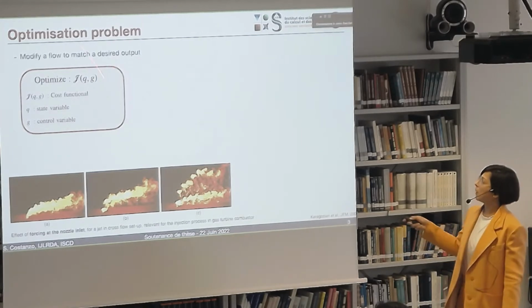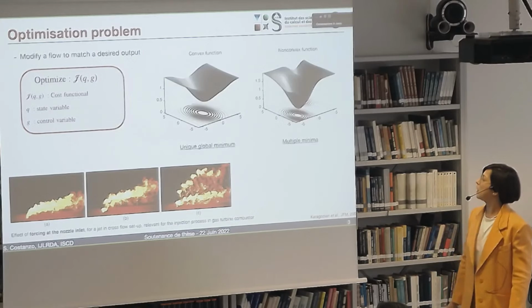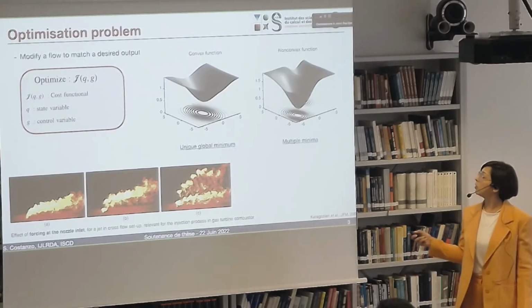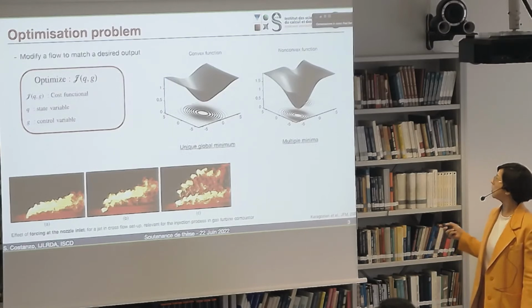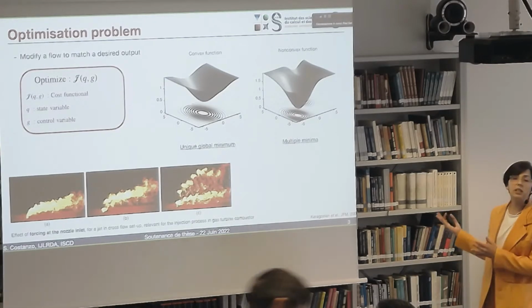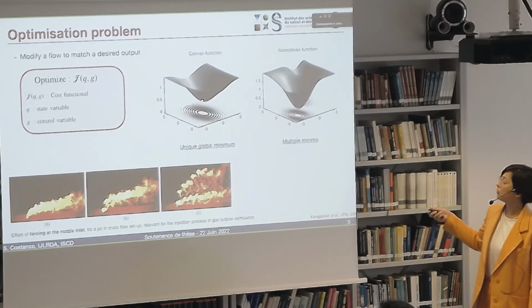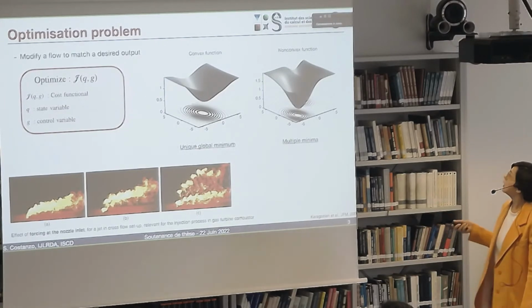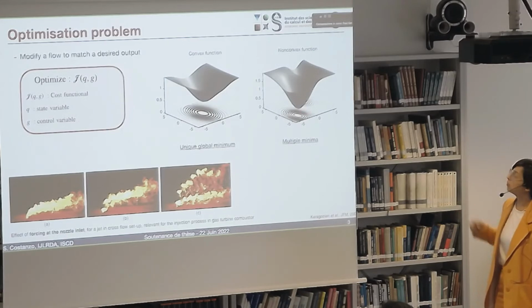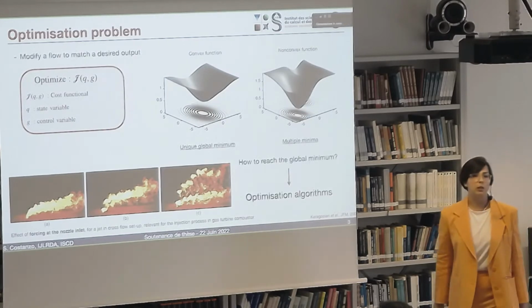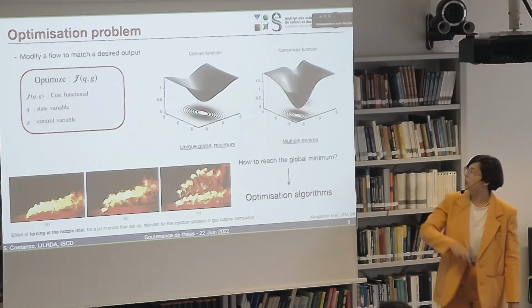So we want to optimize this cost function. This cost function can have two shapes. Our goal is to reach the global minimum of the function, but as we can see here, when we have a convex function, we have just one minimum. And when we have a non-convex function, we have multiple minima. So our goal is to reach the global minimum, to optimize J.